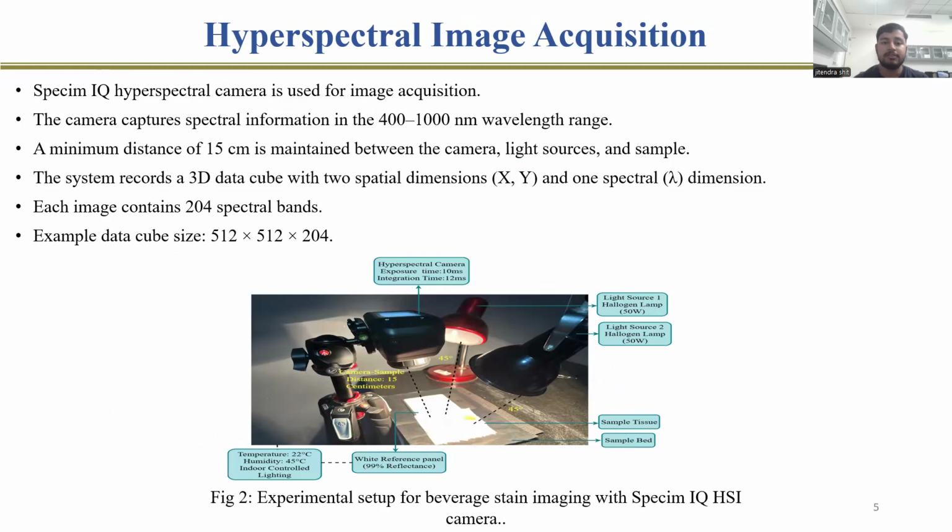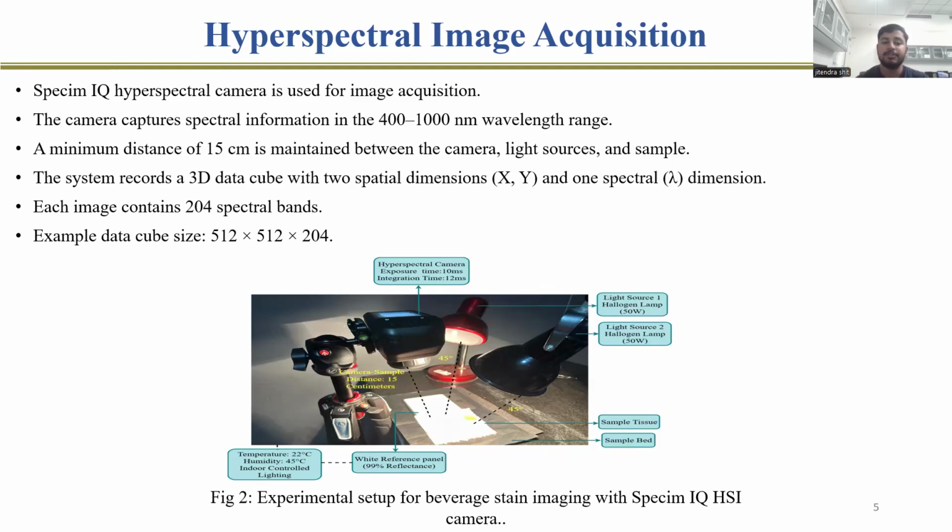Next, I'll talk about how we capture the hyperspectral image. We have used a Pika IQ camera to capture our hyperspectral images. The camera captures spectral information between 400 and 1000 nanometer wavelength, and the distance from the camera and light source to the sample should be a minimum of 15 centimeters. You can go beyond 15 centimeters, but minimum we need to follow 15 centimeters.